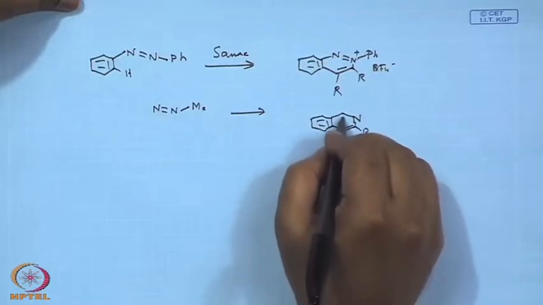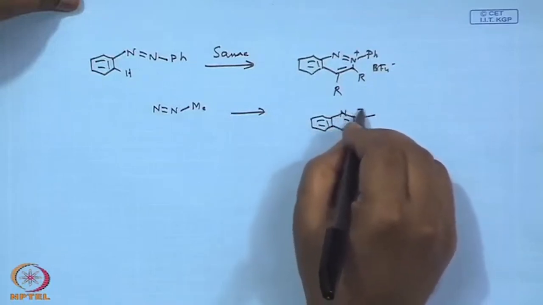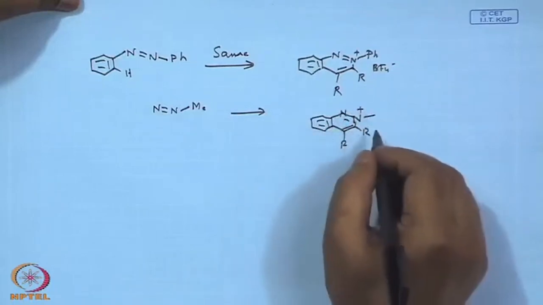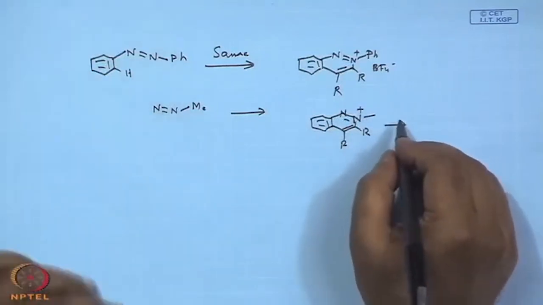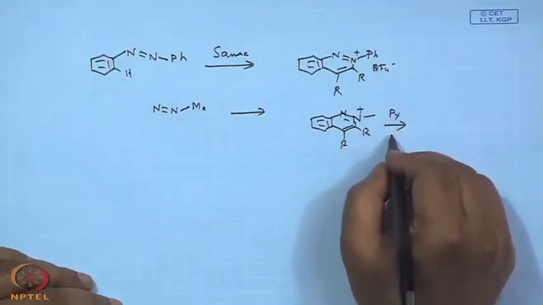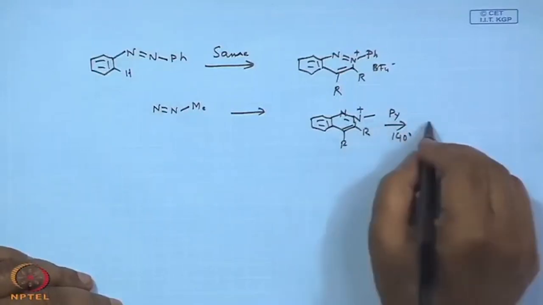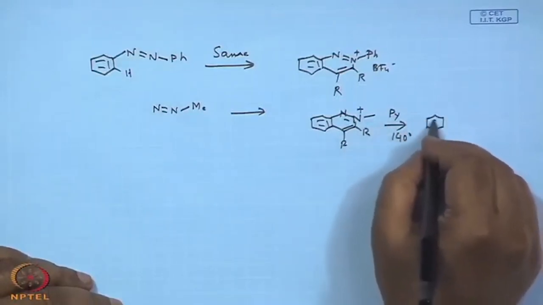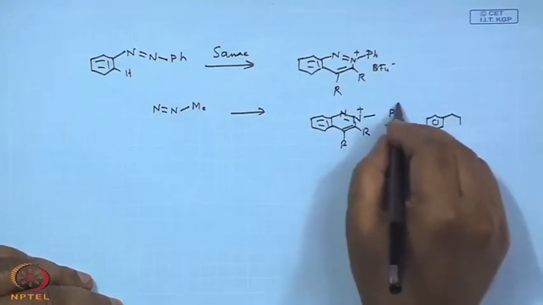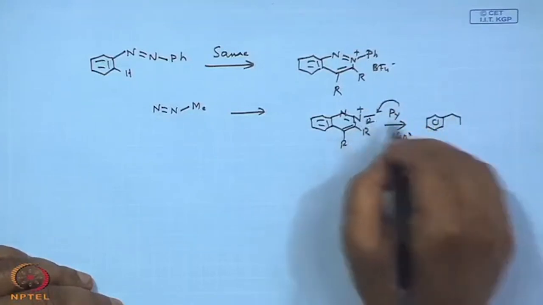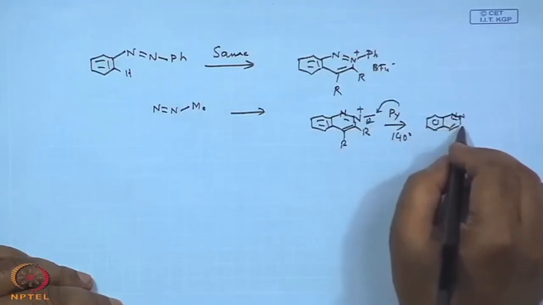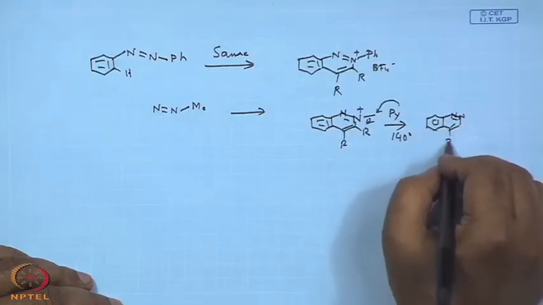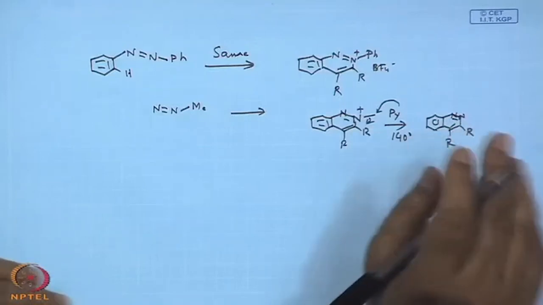The rest remains as it is, and you will get this methyl salt here, which can be simply heated with pyridine at 140 degrees centigrade. So, you can get the demethylation done, with pyridine attacking this methyl group here, neutralizing the nitrogen. So, you will get the free cinnolines. These are pretty useful ones.